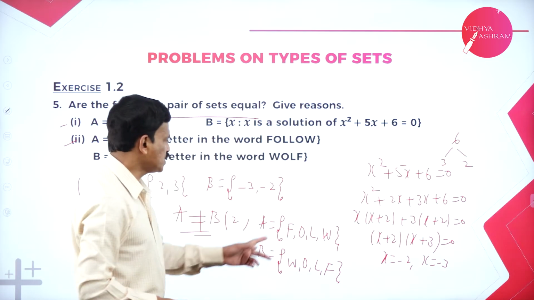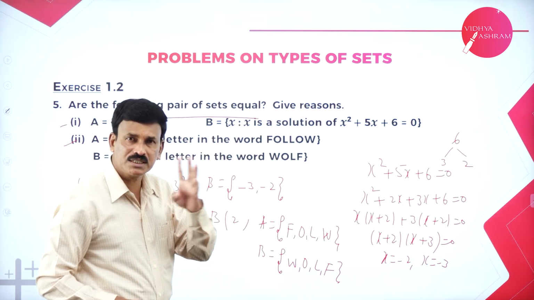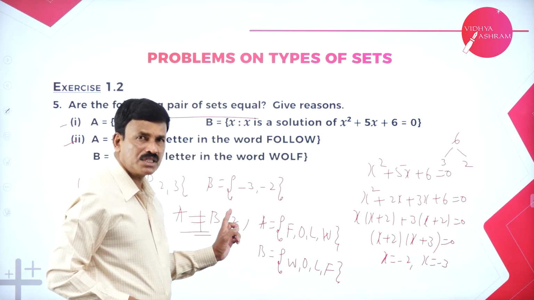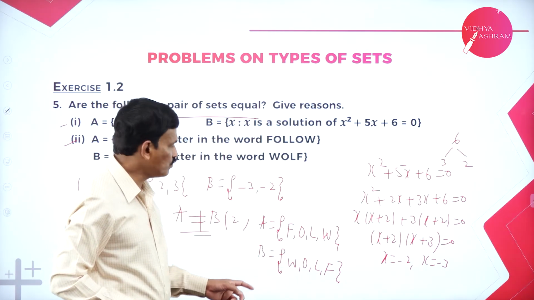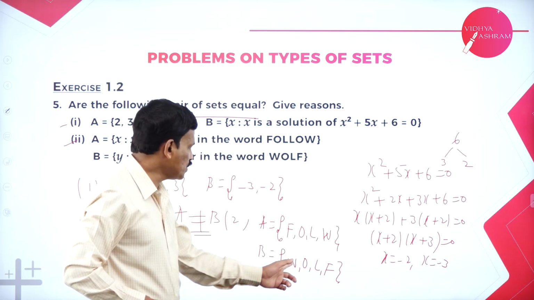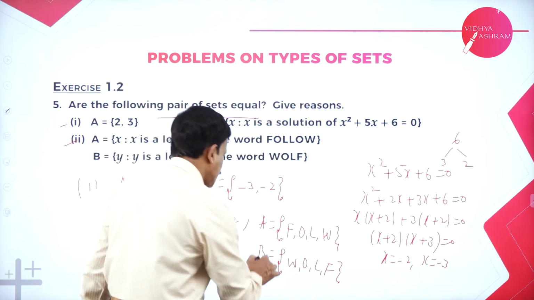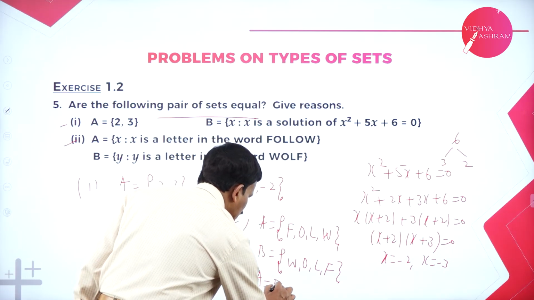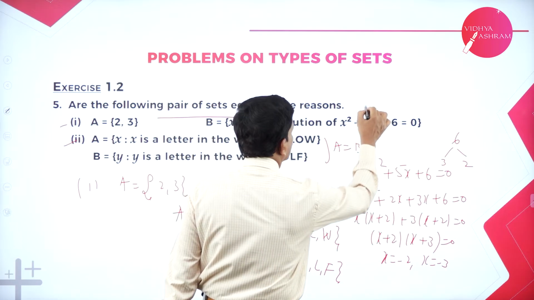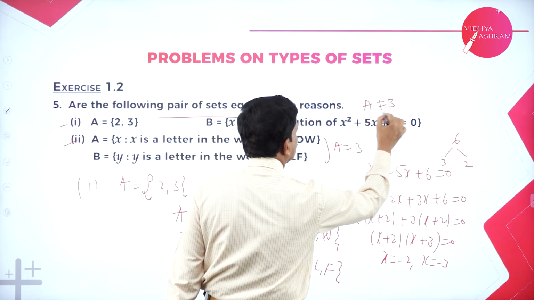Since A contains 4 letters, B also contains 4 letters. A contains F, in B also we have F. O is there in B also, L is also included in the set B, W is also included in the set. So, therefore, we can say that A is equal to B. So, these two sets are equal, whereas these two sets are not equal.